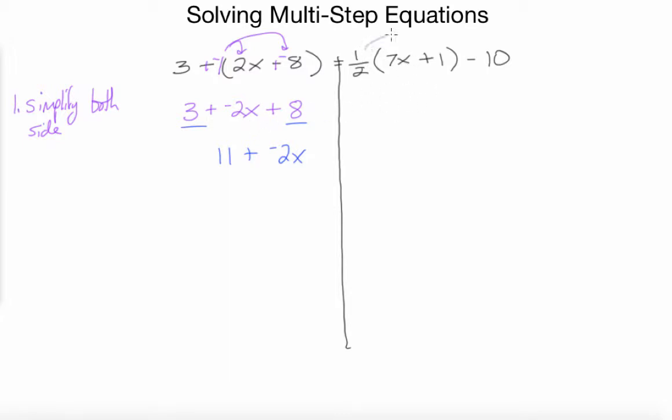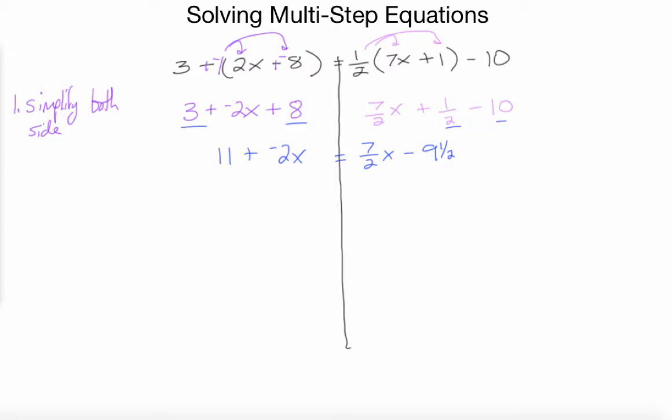On the right, I've got to distribute the 1/2. 1/2 times 7 is going to be 7/2 times x, plus 1/2 times 1 is just 1/2. And we still got minus 10. Got some like terms there. 1/2 minus 10 ends up being 7/2 x minus 9.5. Okay, that's all I've done so far is simplify both sides.